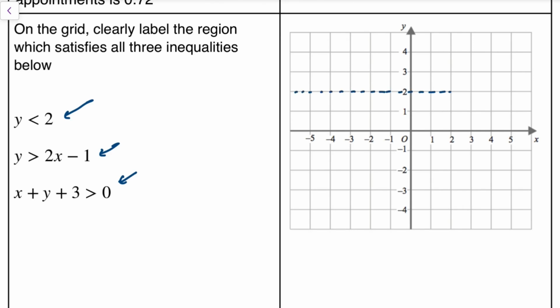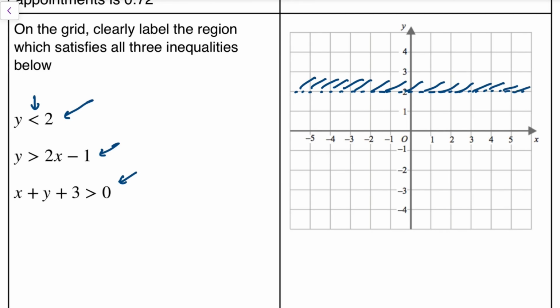It doesn't actually matter if you do it dotted or straight. You get marks for both. But it's a good idea to note this is a strict inequality. You're going to do dotted. If it equals, you're going to do a fixed line. Either way, dotted line. So y is less than 2. So I don't want any values that are above 2. So this is representing me crossing out all the points above 2.